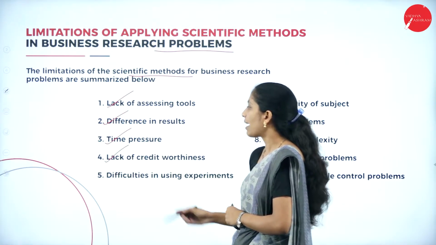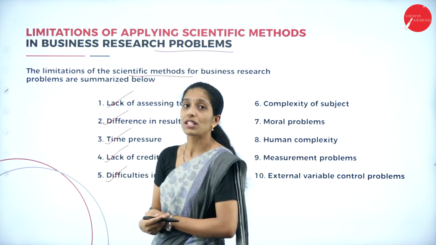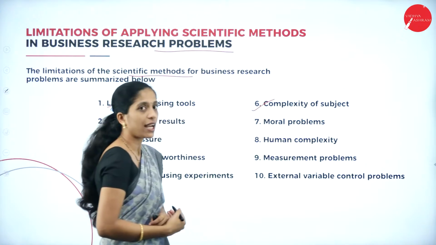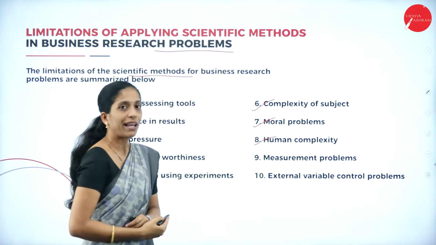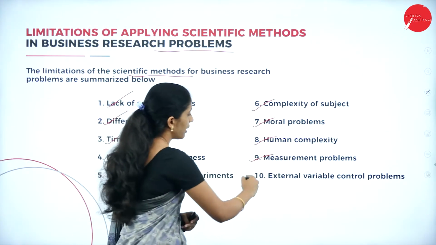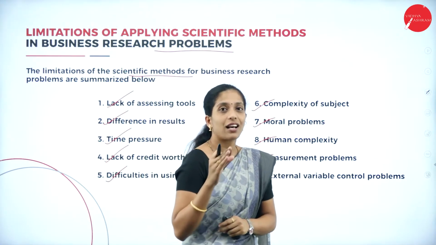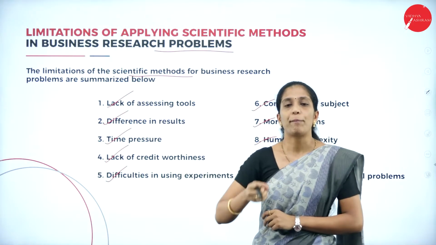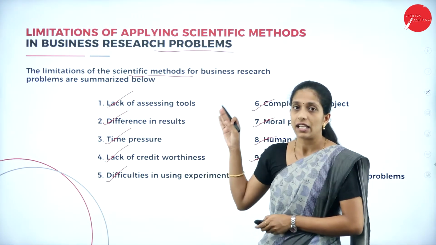The fourth one is lack of creditworthiness, the fifth is difficulties in using experiments, the sixth is complexity of subject, the seventh is moral problems, the eighth is human complexity, the ninth is measurement problem, and the tenth is external variable control problems. So these are the certain problems faced by business research if we apply scientific research. Let us discuss each in detail.